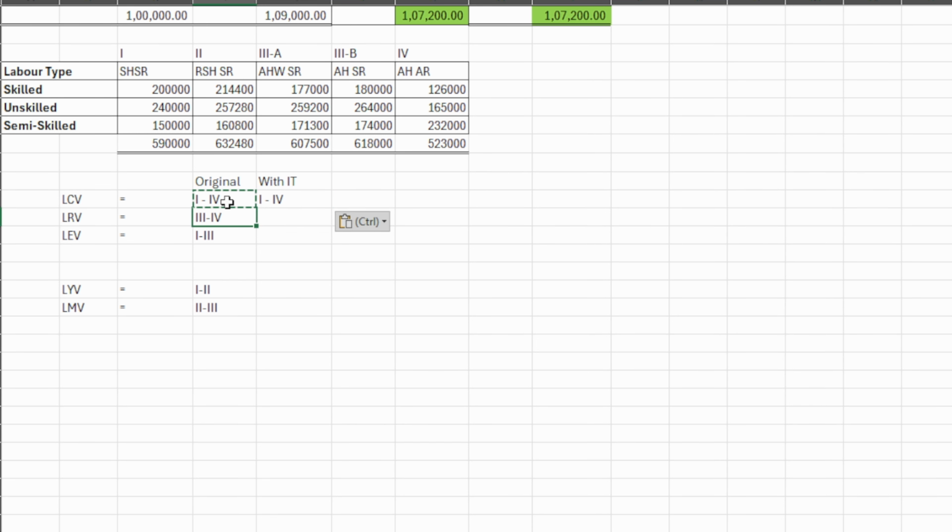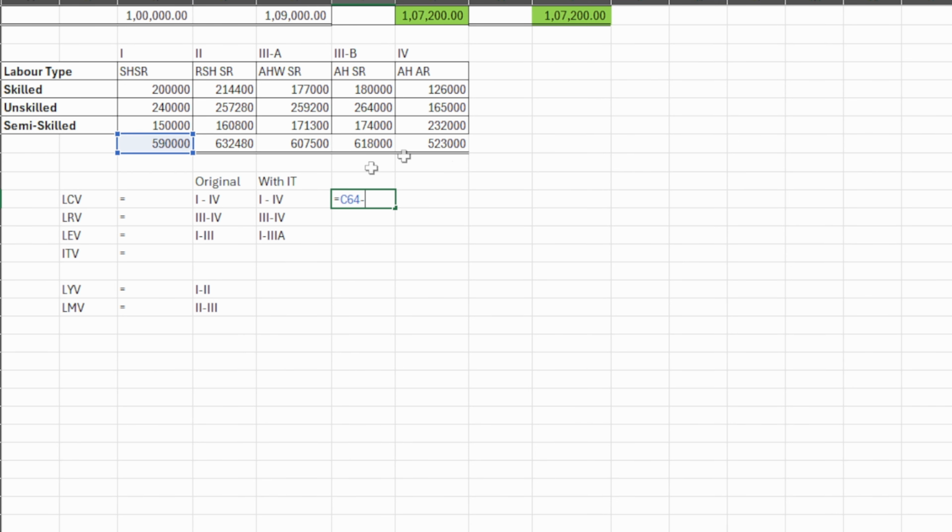Labor rate variance, there is no change. Labor efficiency variance, here we have 1 minus 3. So I will take it as 1 minus 3a. So let us check. And also I will have idle time variance. Idle time variance, which is nothing but total of idle time multiplied by idle time standard rate. So we will see 1 minus 4.